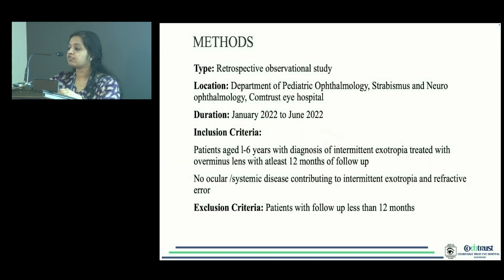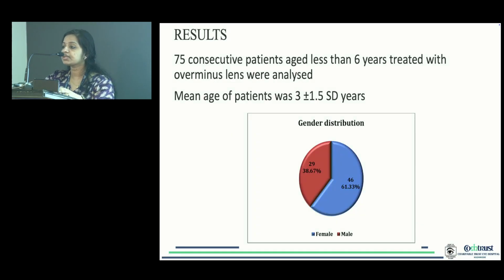It's a retrospective observational study done at the Department of Pediatric Ophthalmology, Comtrist Eye Hospital. Duration was from January 2022 to June 2022. Patients aged 1 to 6 years with a diagnosis of intermittent exotropia treated with over minus lens with at least 12 months of follow-up were taken in the study. There was no ocular systemic disease contributing to intermittent exotropia and refractive error, and the exclusion criteria was patients with follow-up less than 12 months.